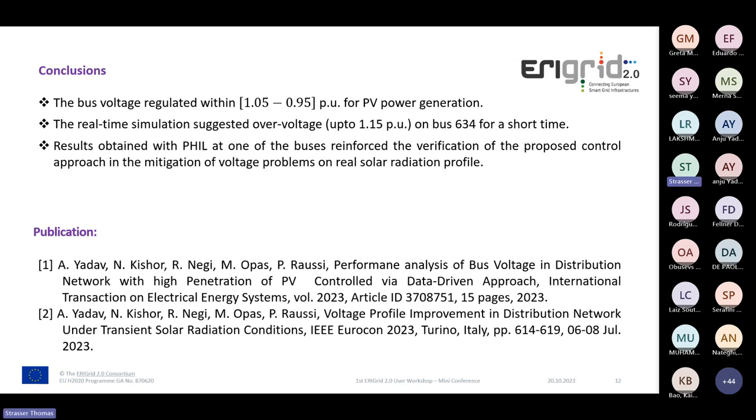What is PHIL and how does its placement change the voltage in the network? Can you briefly answer that question?